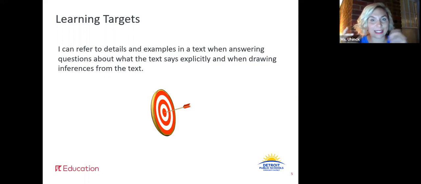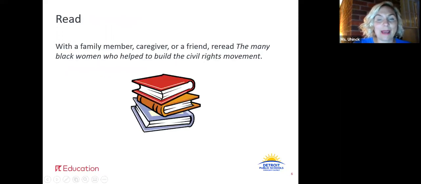All right, so what do we know? What's the text telling us? And do some further thinking to draw some inferences to answer those questions on our quiz today. All right, so let's remind ourselves of the text. So with a family member, a caregiver, or a friend, reread The Many Black Women Who Helped to Build the Civil Rights Movement. If you need it read again or read aloud again, remember if you go back to daily lesson 15, I read that aloud. All right, pause this video and reread the text.